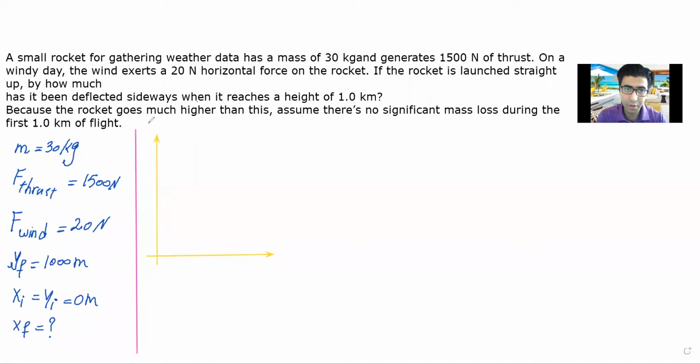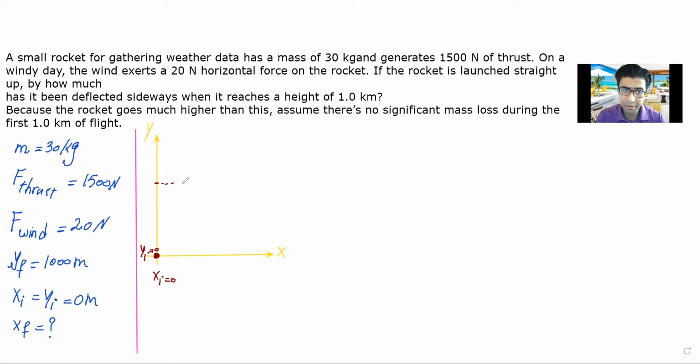Let's say this is the Y-axis and this is the X-axis. This is the origin, so this is the first position of the rocket, which is X initial equals 0, and at the same time, Y initial equals 0. Then it goes up to the height of 1 kilometer here, but at the same time, because of the wind force, we have a horizontal deflection.